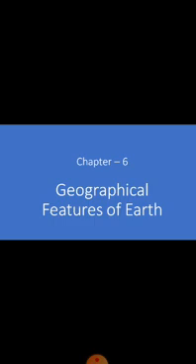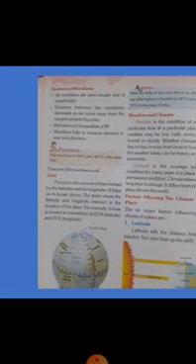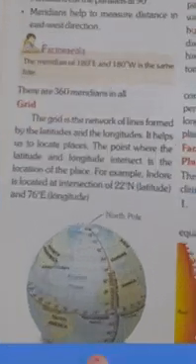Then the next portion is the grid. What is a grid? We have learned that the latitudes are parallel lines and the longitudes are vertical lines. When we draw the latitudes and longitudes, they cross over each other, because they are vertical lines and horizontal lines. So when we draw on a sheet of paper, we can see that they cross over each other and form a number of squares.